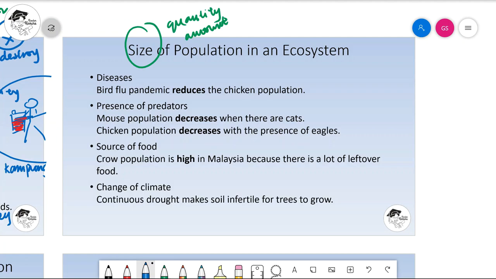Number one is going to be diseases. Why? Because like this bird flu, it is going to make the chickens sick. Chickens, or birds as a whole, it will make them sick. Pandemic means it's a breakout. Just like now, the coronavirus, we call it a pandemic, because it's very widespread. It is spreading very fast. People are getting sick a lot. So we call it a pandemic. So it will reduce the chicken population.